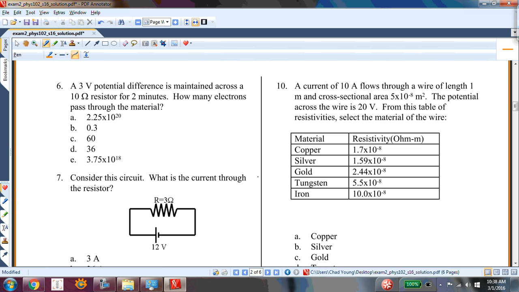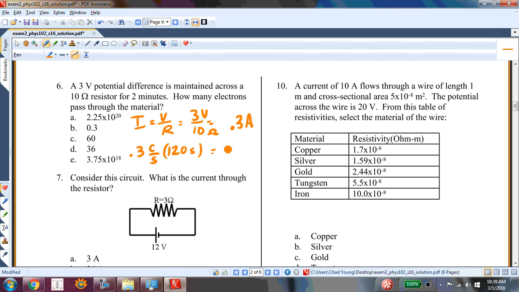A 3 volt potential difference is maintained across a 10 ohm resistor for 2 minutes. How many electrons pass through the material? Well, first you have to find the charge that passes through the material. Actually, first we have to find the current. So I is V over R. That's 3 volts over 10 ohms. That's 0.3 amps. So that means I have 0.3 coulombs per second times 2 minutes, which is 120 seconds.